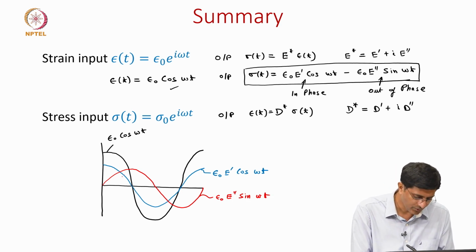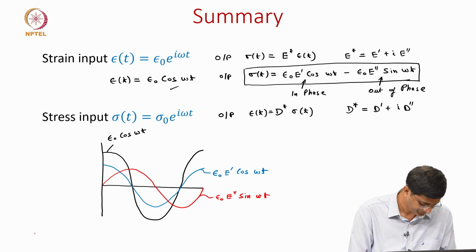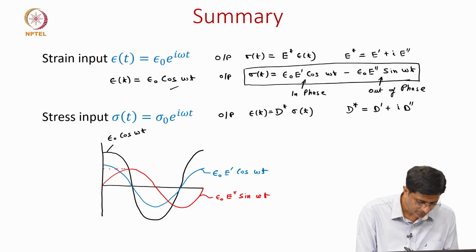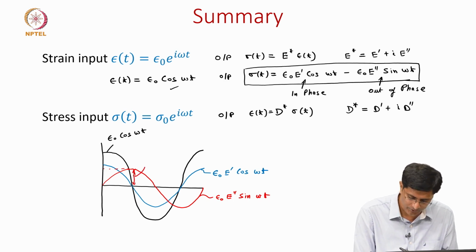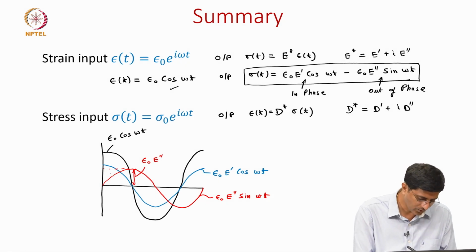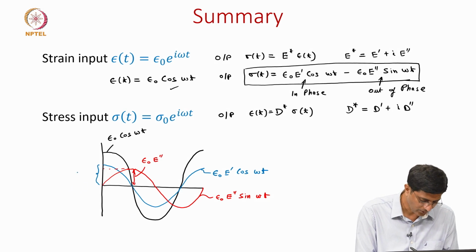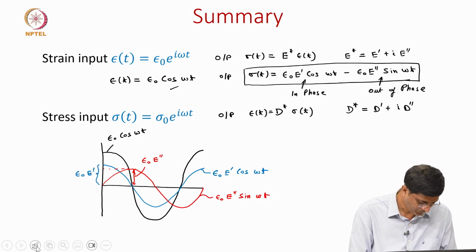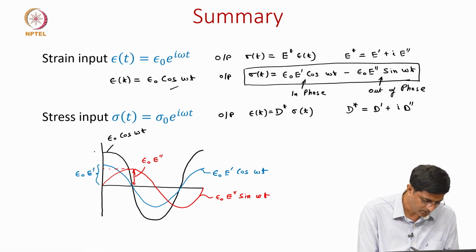So, these amplitudes are given as, so for the red the amplitude is simply epsilon naught times E double dash. For the in phase component, this is epsilon naught times E dash, and for the input the magnitude is simply epsilon naught.